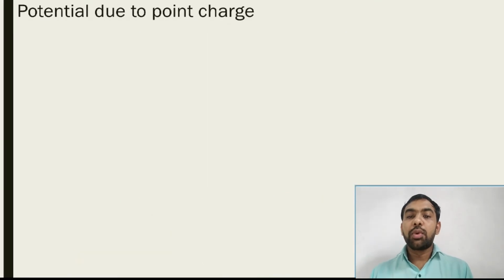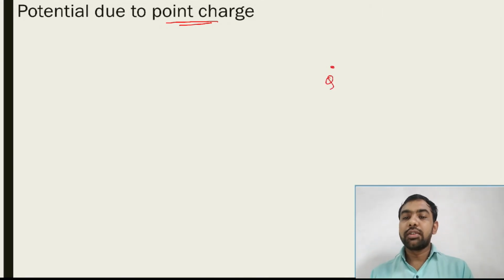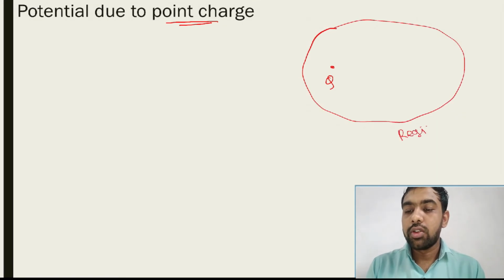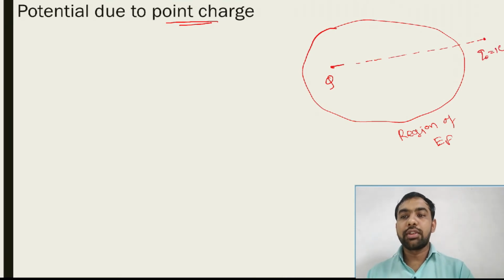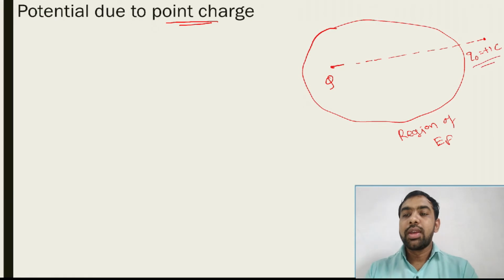Let's see the potential due to a point charge. Very simple. Suppose you have a point charge Q, and that is the region of electric field. Suppose the other charge is somewhere here, Q naught is equal to 1 coulomb. This test charge is 1 coulomb as per the definition. For potential we define this charge Q naught equal to plus 1 coulomb.